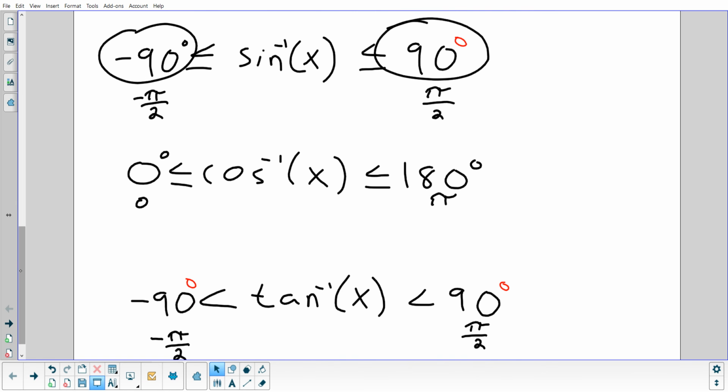All right, so that's kind of why we use these numbers. If we don't, then there's an infinite number of answers to every single inverse question I ask you, and we don't want that. We want just one answer, and we all want to agree on what that answer is going to be. So always follow these three rules. When you have a choice of more than one answer, pick the one between negative 90 and 90 when you're doing inverse sine. Pick the one between 0 and 180 for inverse cosine. And pick the one between negative 90 and 90 for inverse tangent. Any question on that idea? All right.